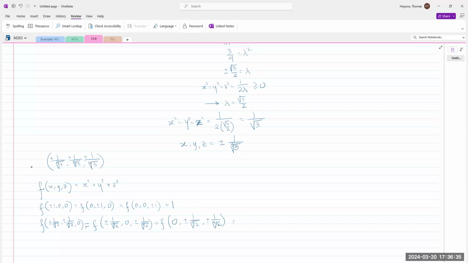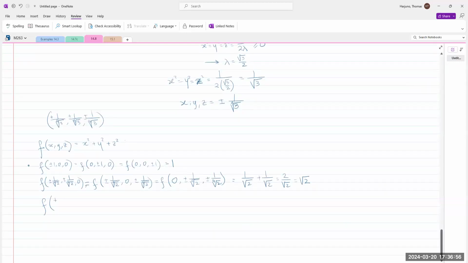That equals, if I square it, 1 over square root of 2 plus 1 over square root of 2. That's 2 over square root of 2. That's square root of 2, which is greater than 1. But what happened if we have plus minus 1 over 4th root of 3, comma plus minus 1 over 4th root of 3, comma plus minus 1 over 4th root of 3? Then that will be 1 over square root of 3 plus 1 over square root of 3 plus 1 over square root of 3, equals 3 over square root of 3, which is square root of 3. That's the largest, huh?